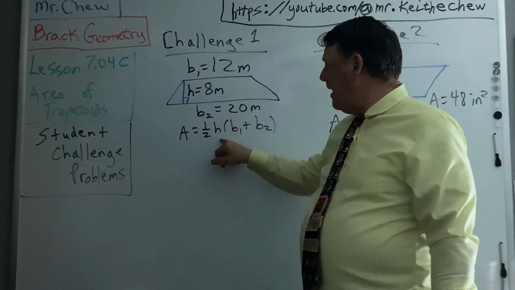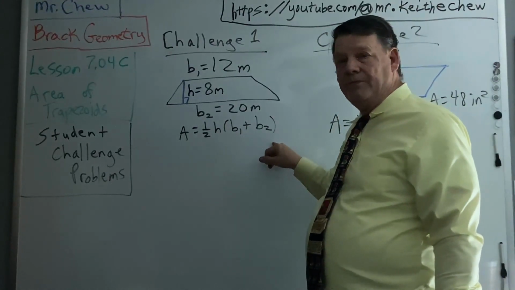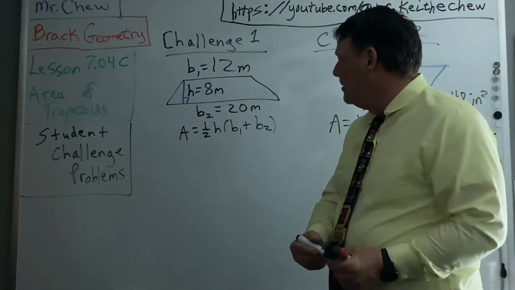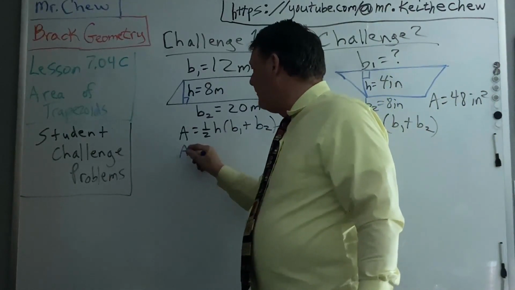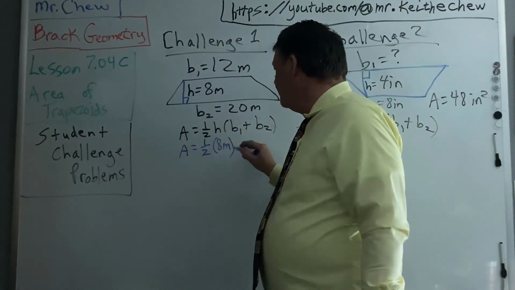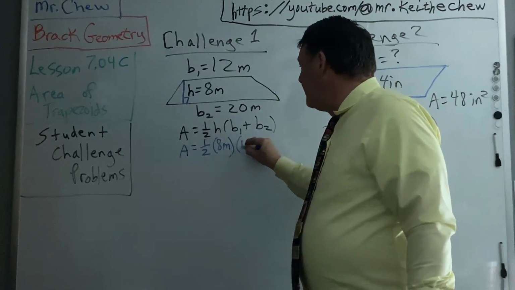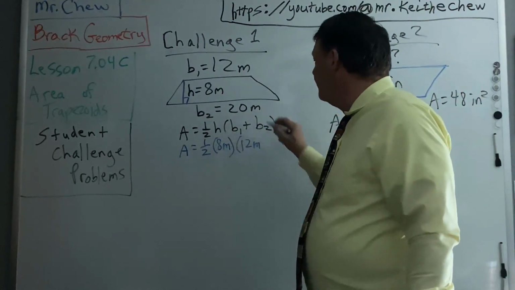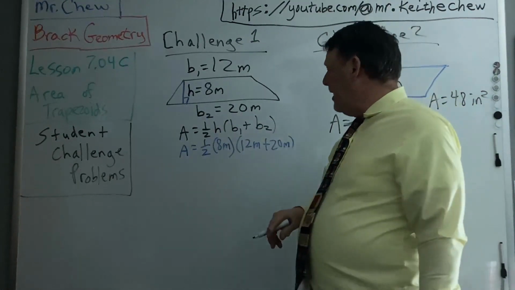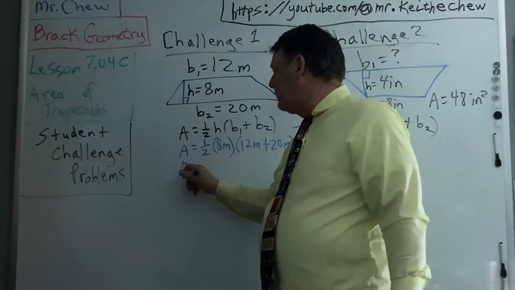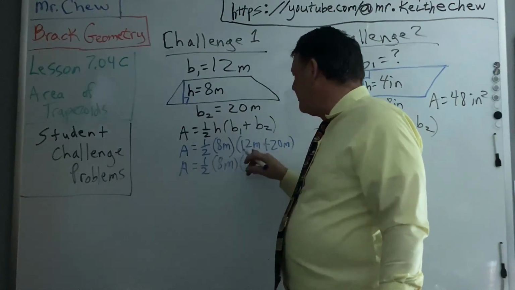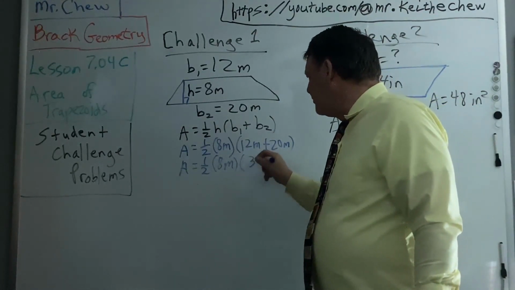So area equals 1/2 the height times base 1 plus base 2. Now I just use the substitution property of equality and then solve the equation. I don't know the area, so that's what I'm solving for. I do know the height is 8 meters, base 1 is 12 meters, and base 2 is 20 meters. Now I can simplify inside the parentheses. So the area is 1/2 times 8 meters times 12 meters plus 20 meters, which is 32 meters.